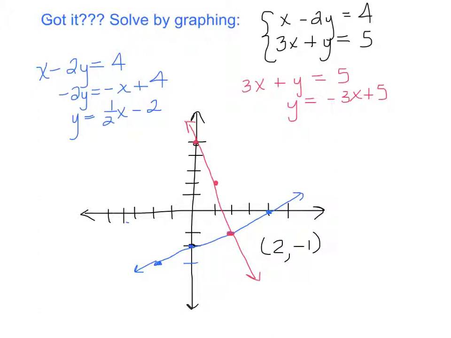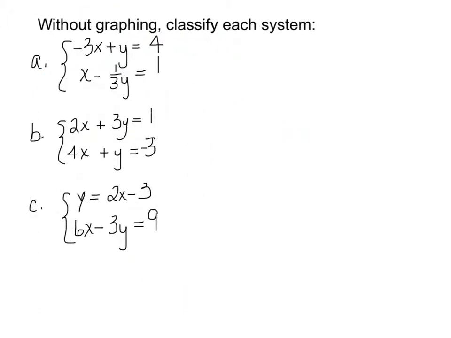One slope was negative, the other one's positive. And then I saw that they intersected at (2, -1). So this is another consistent independent solution. Now we're going to, without graphing, classify each of these systems.